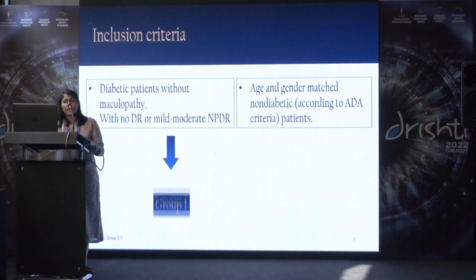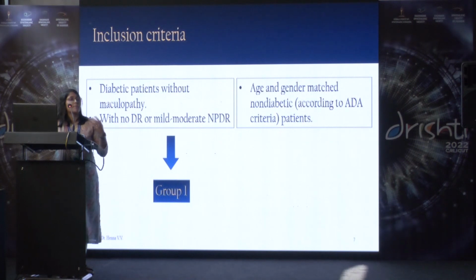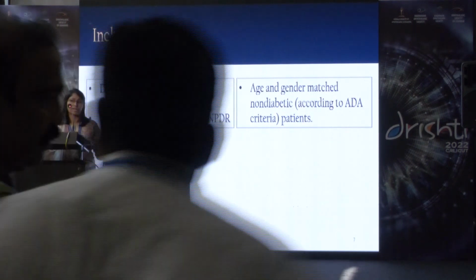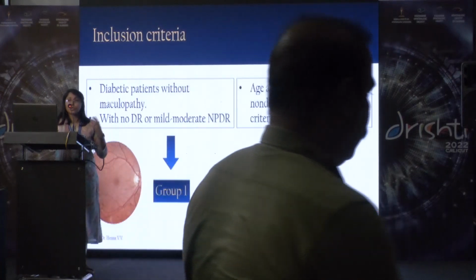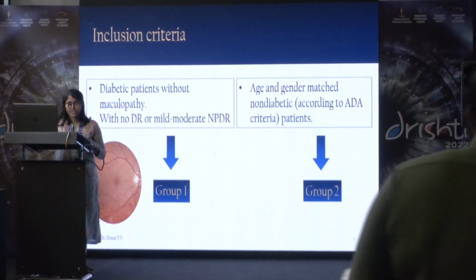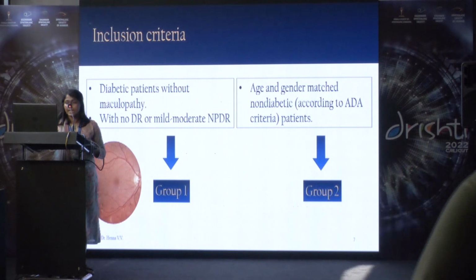Inclusion criteria. Patients were divided into two groups. That is, group 1 included diabetic patients. They may have no diabetic retinopathy, mild diabetic retinopathy or moderate diabetic retinopathy. And group 2 included non-diabetic patients. They were age and gender matched.